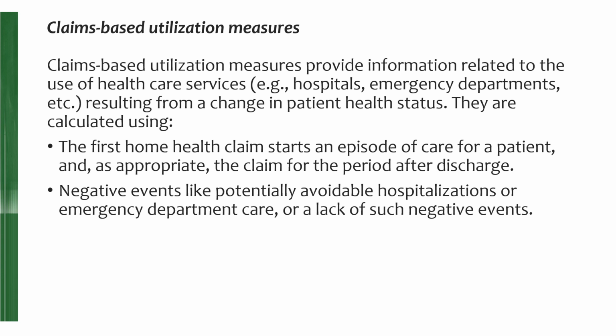Claims-based utilization measures. These measures provide information related to the use of healthcare services, for example hospitals, emergency departments, etc., resulting from a change in patient health status. They are calculated using the first home health claim that starts an episode of care for a patient and, as appropriate, the claim for the period after discharge. They capture negative events like potentially avoidable hospitalizations or emergency department care, or a lack of such negative events.